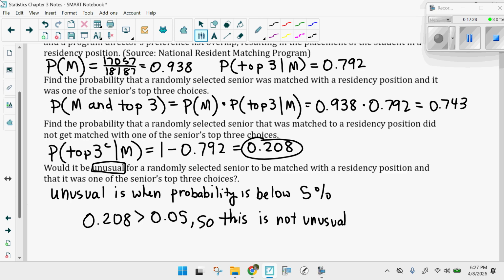So that wraps up our 3.2 notes looking at multiple probabilities, identifying independent, dependent events, and then finding some statistical probabilities.